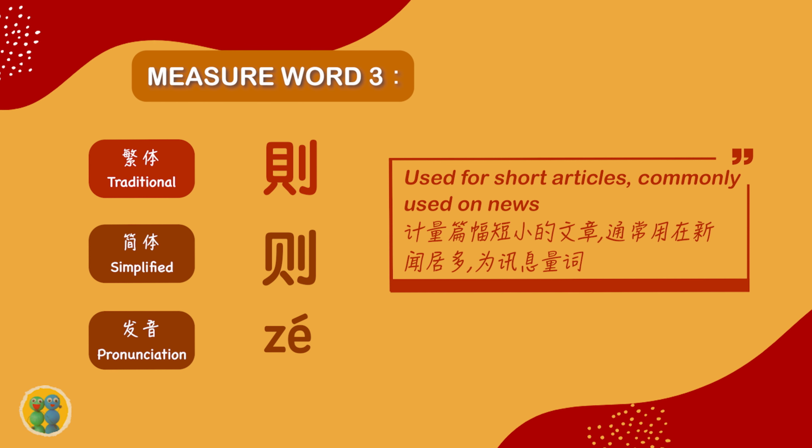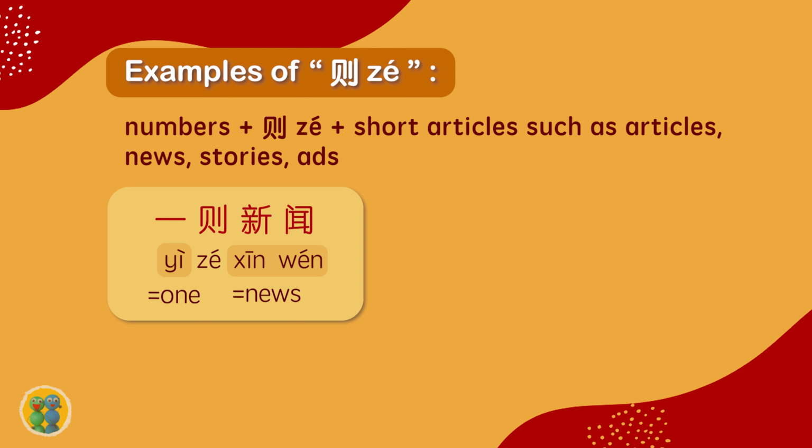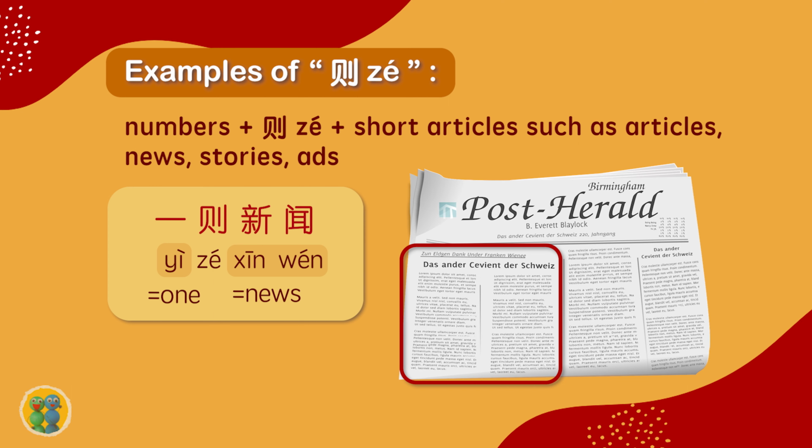The third measure word is 则. 则 is used for short articles, commonly used on news. Examples of 则. 一则新闻. 一 means one. 新闻 means news.